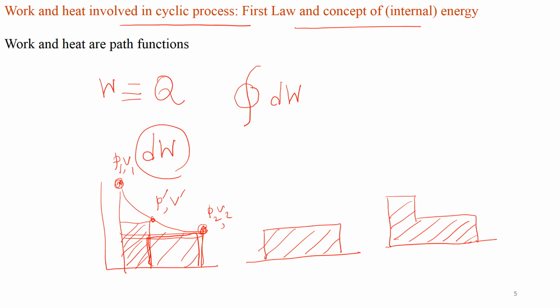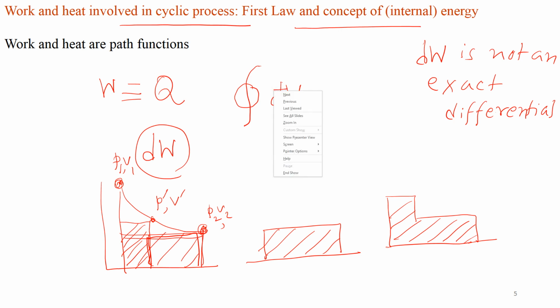Mathematically it means that dW is not an exact differential. By exact differential we mean a differential which does not depend on the path. However, since dW depends on path, it must not be an exact differential, or sometimes we call it an inexact differential. To denote the difference between exact and inexact differential, instead of dW we will write it as d cross W.